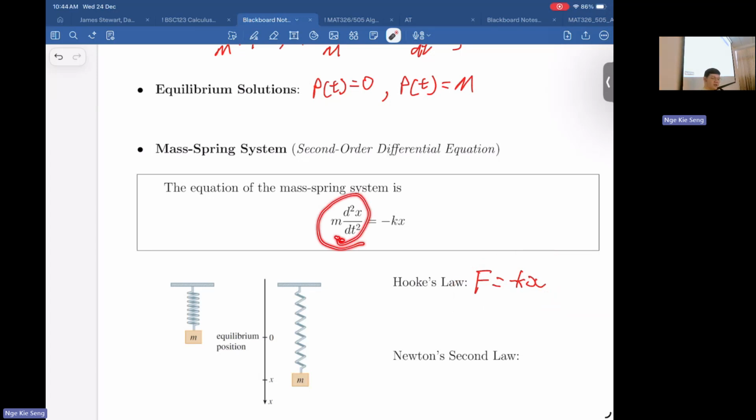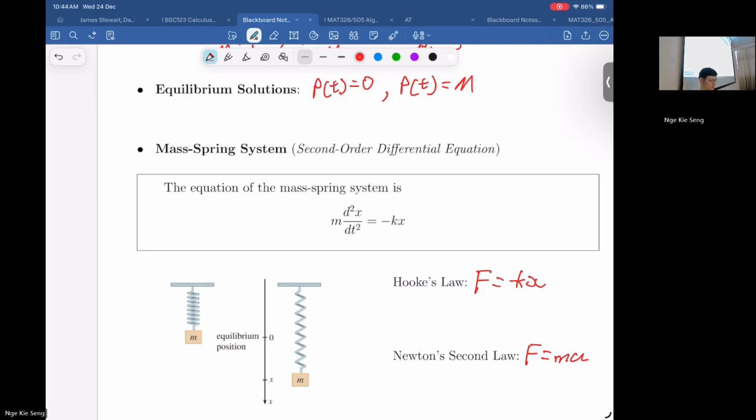But what is this term here? Anyone can recognize it? M times the second derivative of displacement. A is acceleration. So actually this is Newton's second law, F equals ma. Here we equate these two laws together. We think of the movement of the spring as coming from Newton's second law, and then we combine it with Hooke's law.